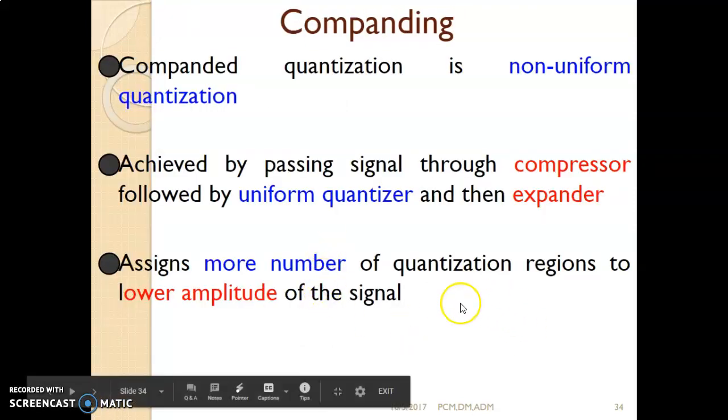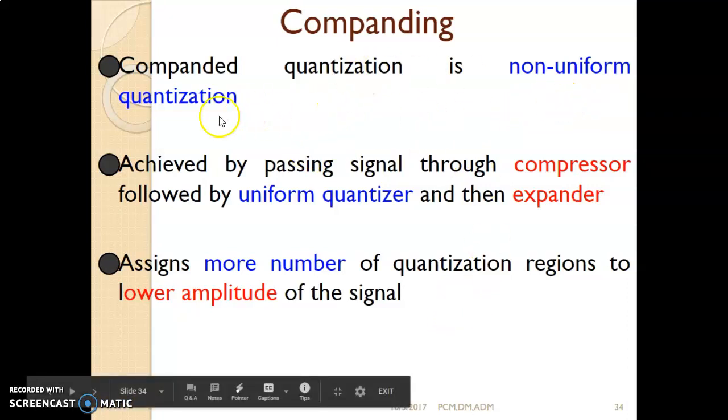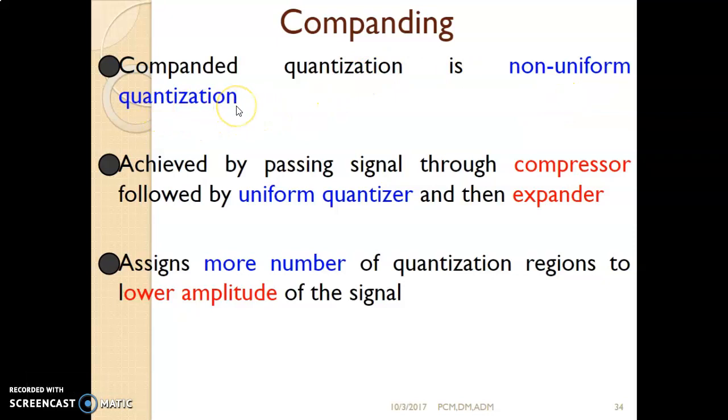Now, when we are dealing with quantization and with PCM, we had studied that there are two types of quantization, uniform and non-uniform quantization. We said in the earlier video that non-uniform quantization is always preferable because it gives approximately the same quantization as that of the analog signal. So companded quantization is the non-uniform quantization, which is achieved by passing a signal through a compressor followed by a uniform quantizer and then the expander.